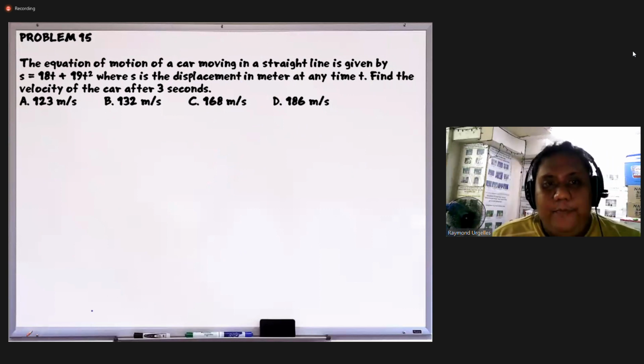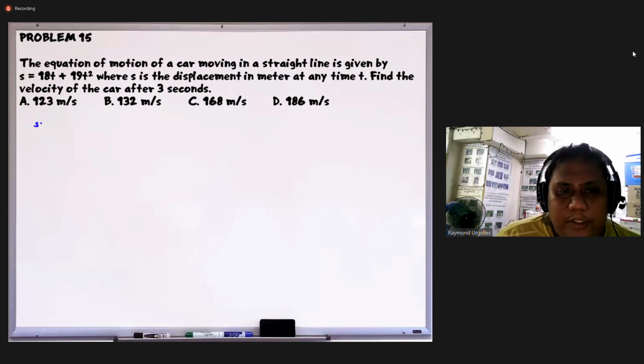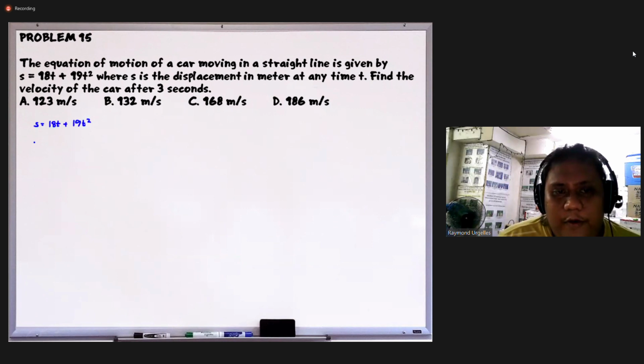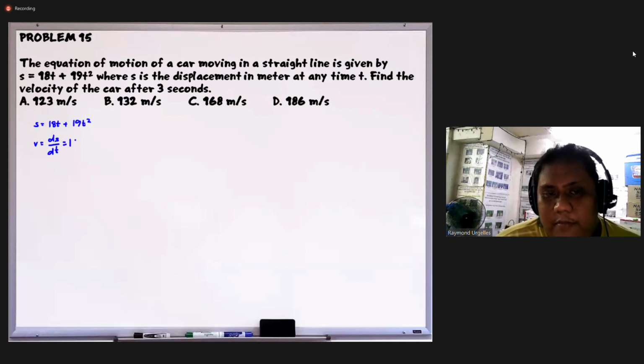So again, this is a simple one. We are given the position S. So this is 18t plus 19t squared. I think this is a past board exam, 2019 ata. So then we solve for the velocity. Velocity is simply the rate of change of position with respect to time, so ds dt lang to. Therefore, this will be given by 18 plus 2 times 19 is 38, so we have 38t. Okay?